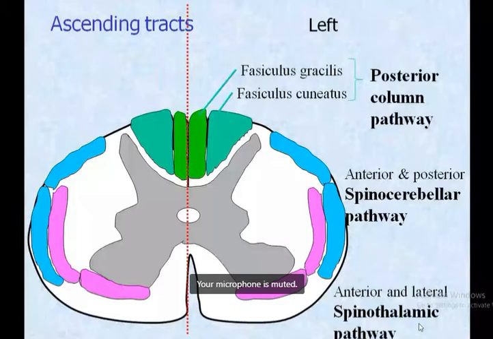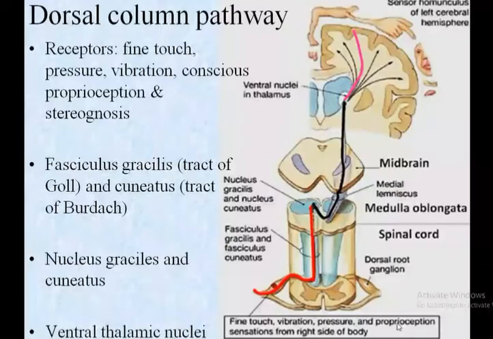Now let's start with the dorsal column pathway, which is also known as the posterior column pathway. It is known as the dorsal column or posterior column because it is present within the posterior white column.